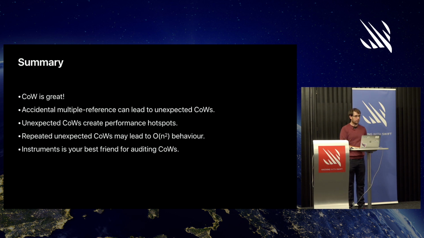Unexpected cows lead to performance hotspots, which profiling can help you find. Repeated unexpected cows lead to quadratic performance, which makes your customers sad, and Instruments is your best friend for auditing them. As a result, you can get rid of all of your unexpected cows exactly this way.